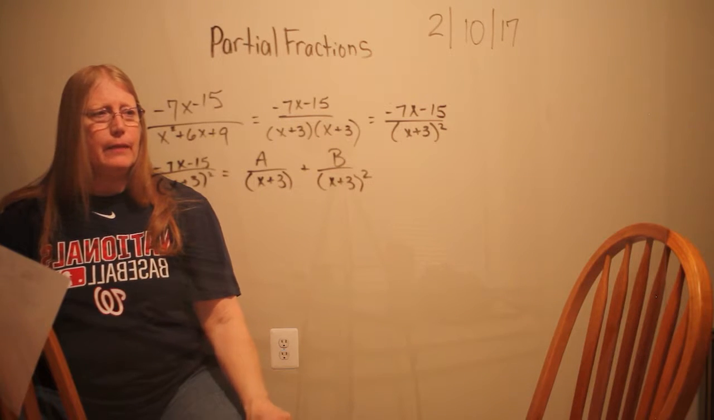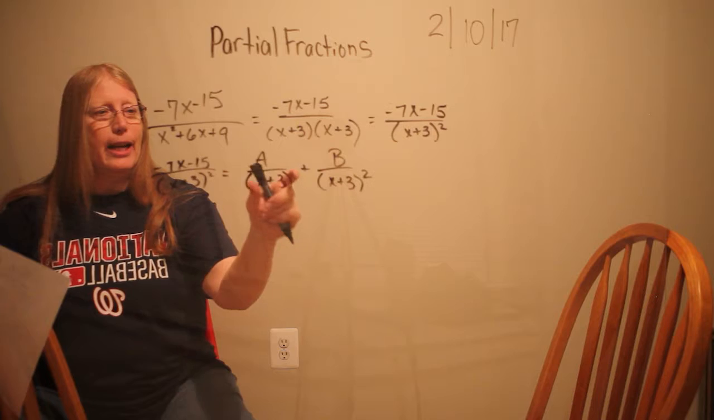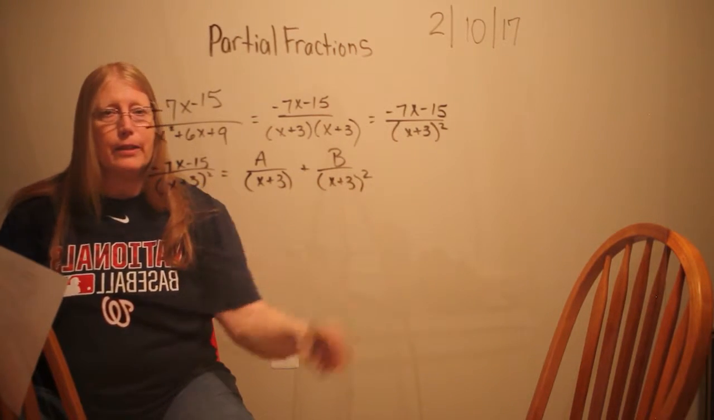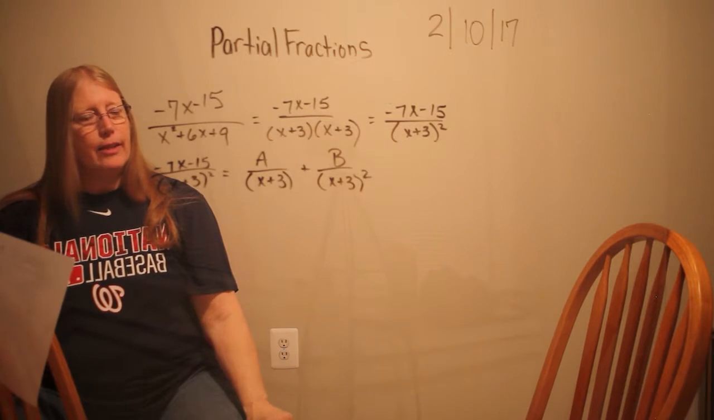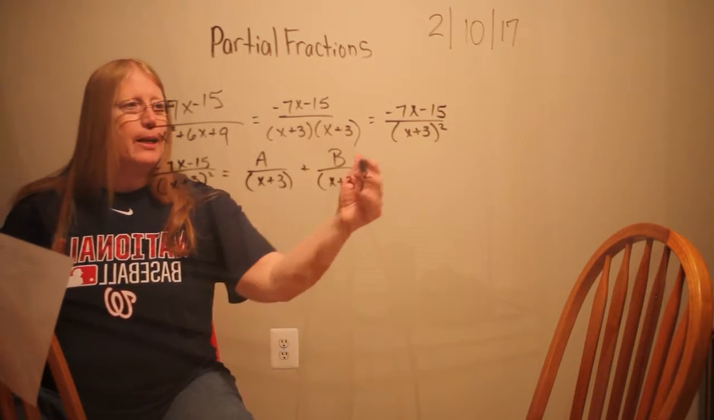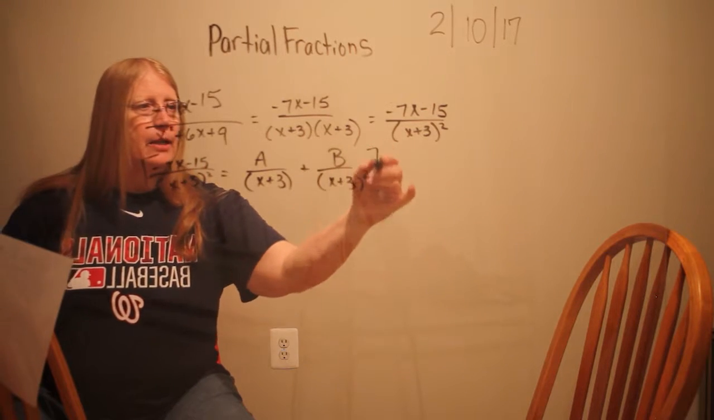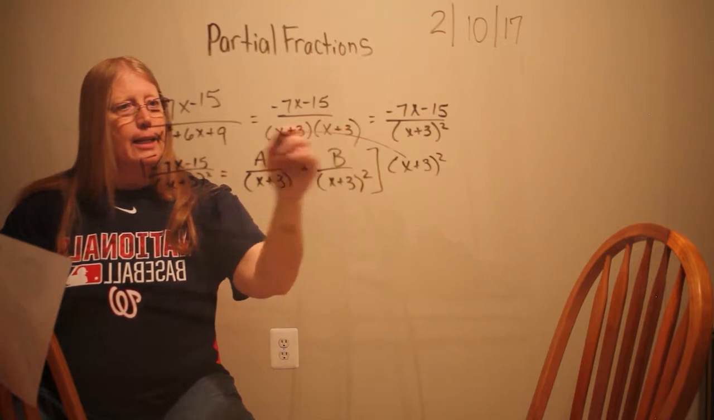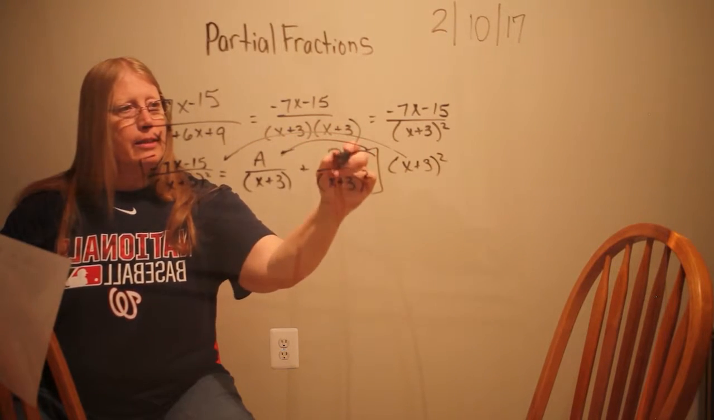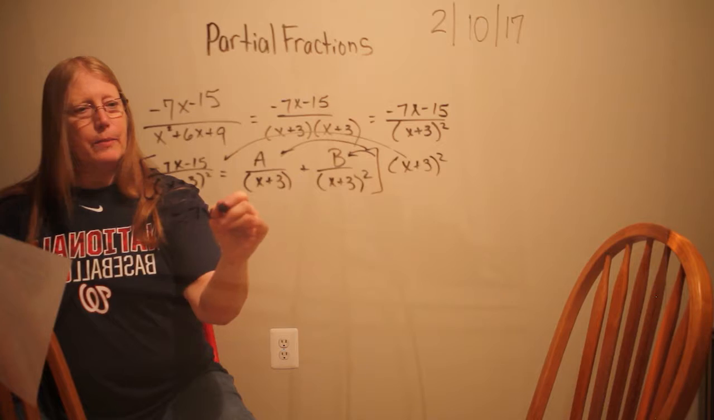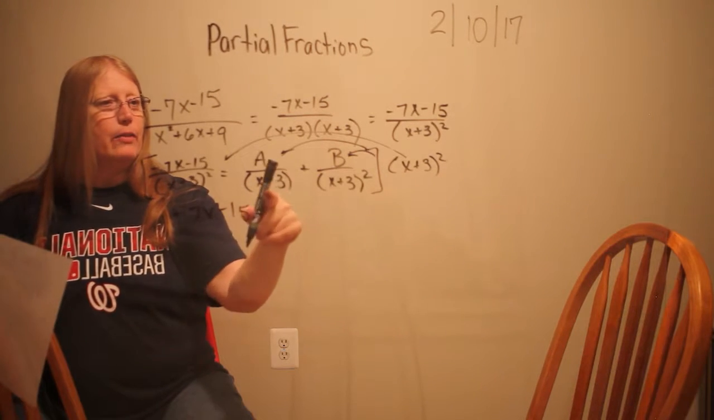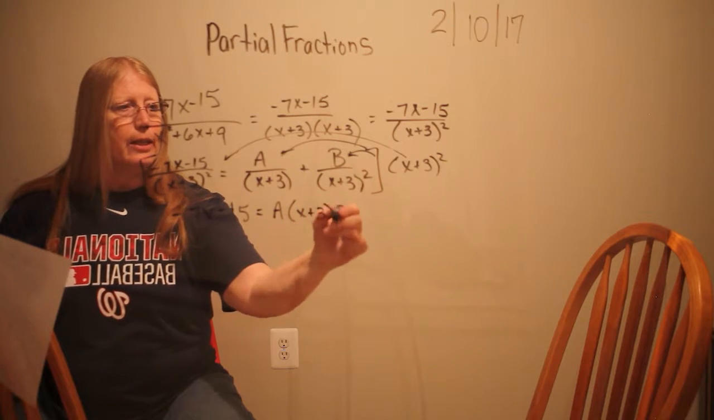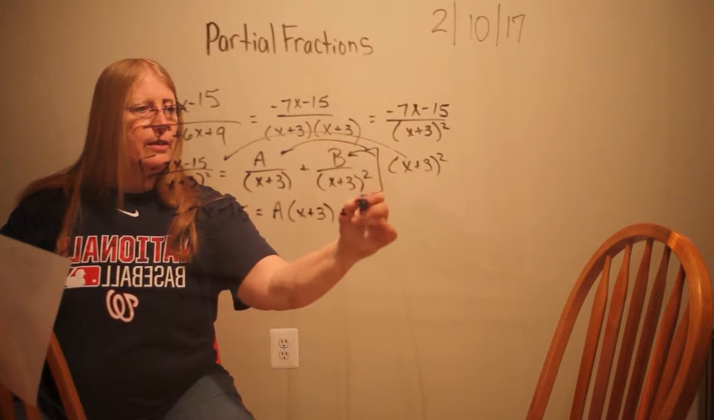Now, if this was to the third, you would have a over x plus 3, b over x plus 3 squared, plus c over x plus 3 cubed, and so on. All right, let's multiply through. We'll multiply through by the x plus 3 squared, and as we are wont to do, we get 7x minus 15. Here, this cancels one of those factors, but the other is still there, and this cancels entirely.